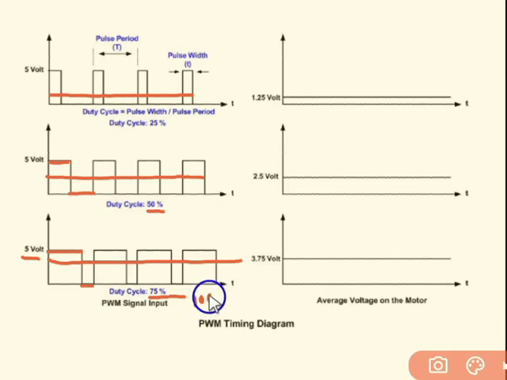If we increase the duty cycle from 75% to 100%, that means the off time is 0. The switch remains continuously on, so the output voltage is 100%, that means 5 volts. If the duty cycle is 0, the output voltage is 0. So by changing the duty cycle we can control the output voltage. This is known as the PWM timing diagram, and this is the average value of these pulses.